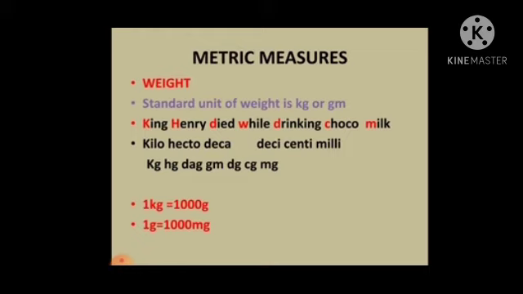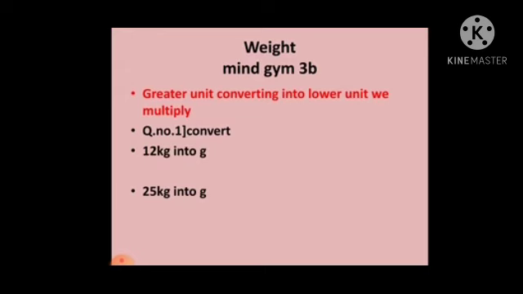Okay students, now these 7 units you have learned. 1 kilogram is how many gram? 1000 gram. And 1 gram is how many milligram? 1000 milligram. Now students, we solve the Mind Gym 3B.